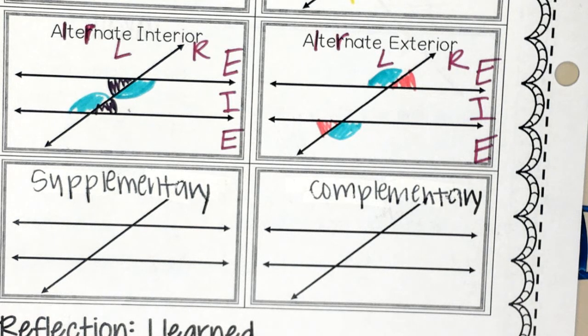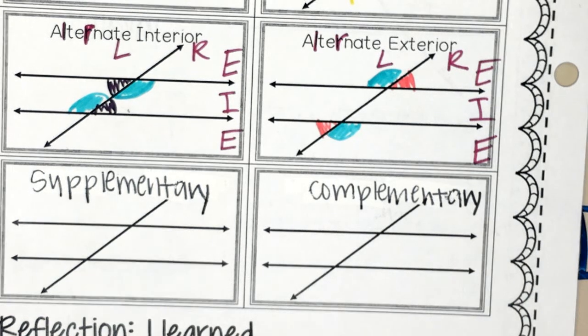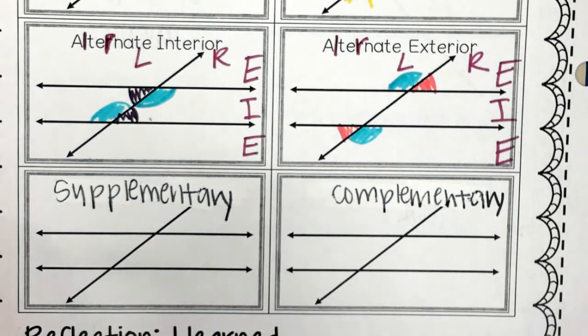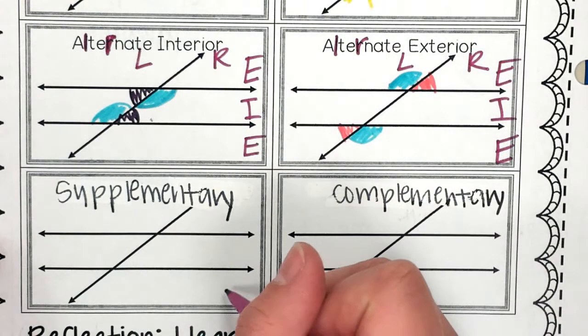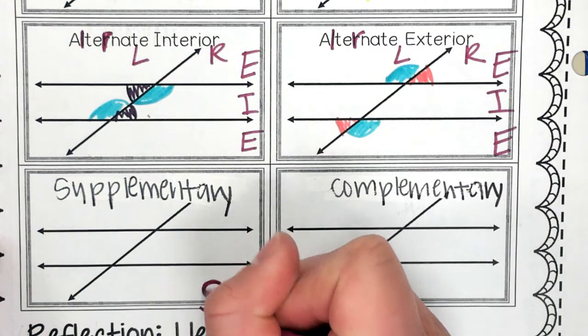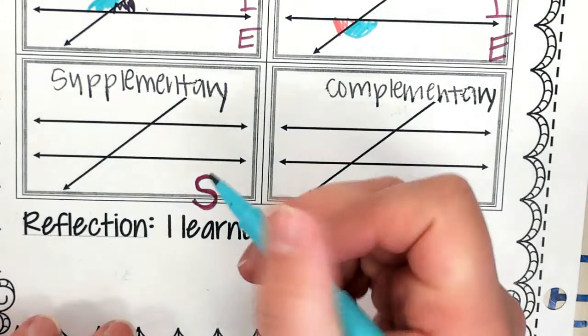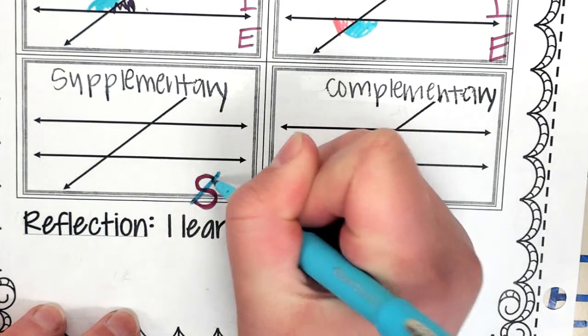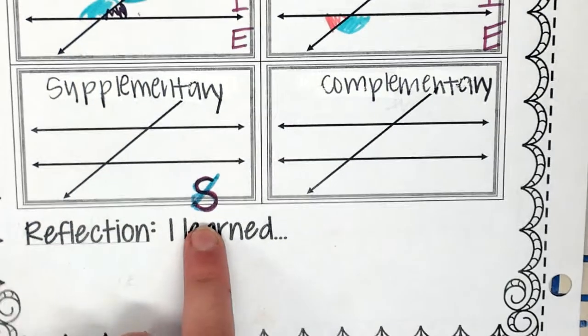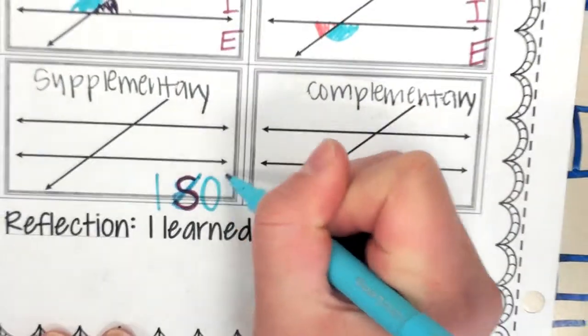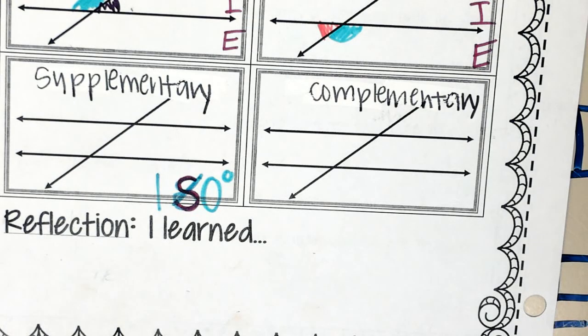We don't really talk about the consecutive interior and consecutive exterior in 8th grade math, but we do talk about supplementary and complementary. So with supplementary, what I want you to do is take this S here for supplementary. Let's find a place to write it. I'm going to write it down here. We have an S for supplementary. What I want you to do is take that S and put a line through it. And what did I just make with the S? I just made a number. What did I make? An 8. And I want you to add a 1 and a 0 and a degree sign. Supplementary angles add up to 180 degrees.